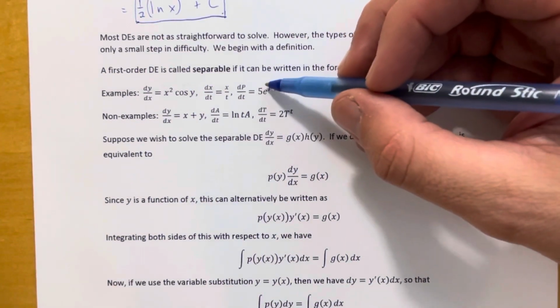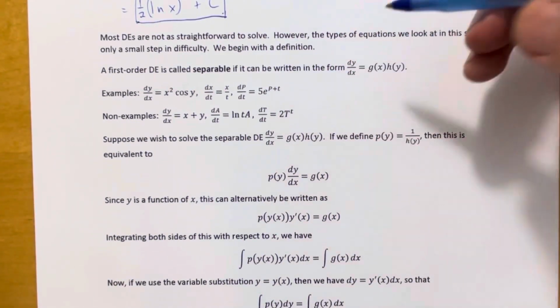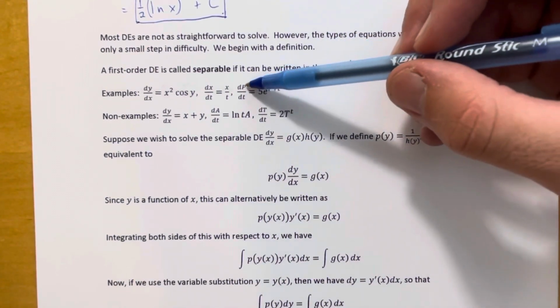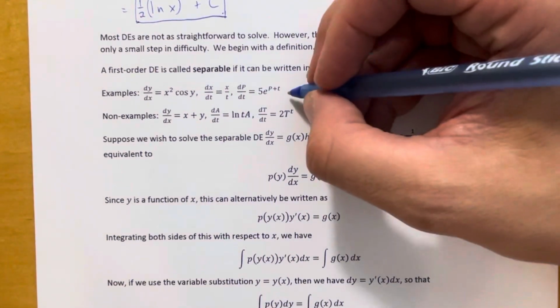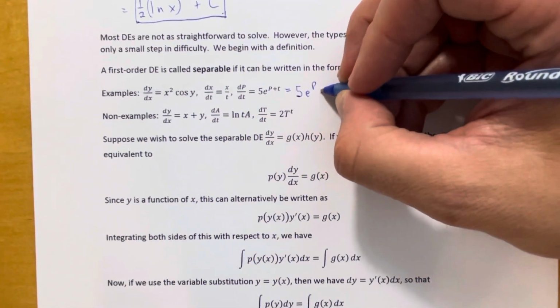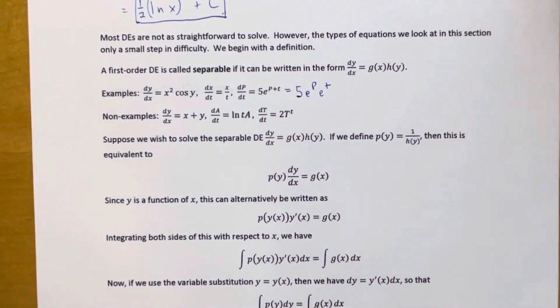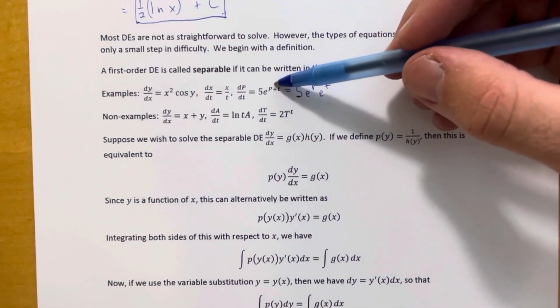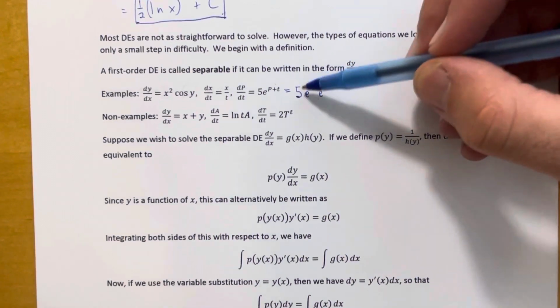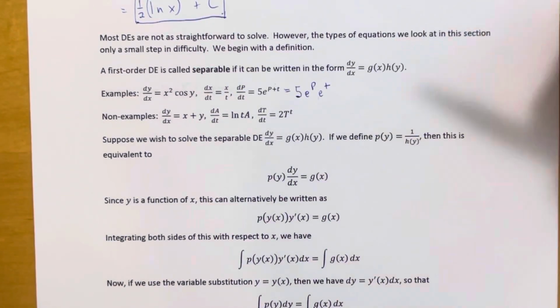dP/dt equals 5e to the power of P plus t. This one doesn't necessarily look like a product of a function of P with a function of t, but it does when you write it this way: 5e to the P times e to the t, because we have exponent properties that tell us that this is equal to this. Now I have a function of P and a function of t, and they're being multiplied. So that's what makes these things separable.